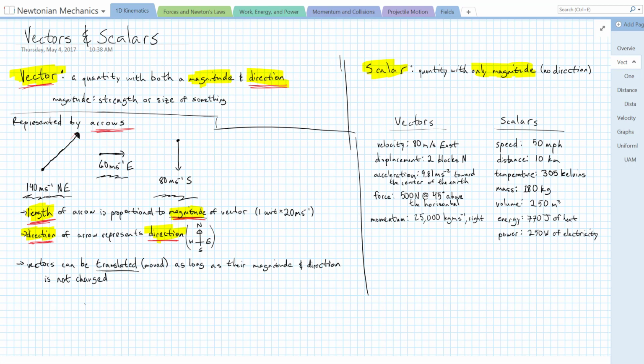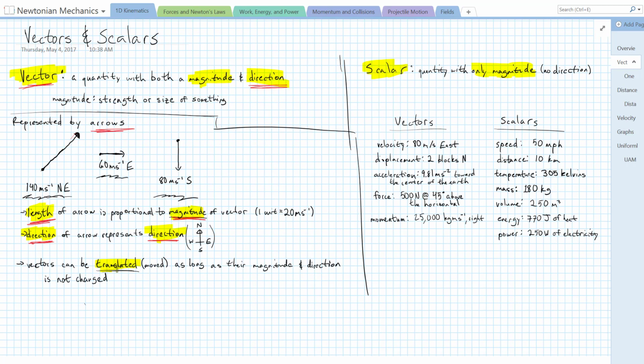One other important thing to note, the only thing that matters about a vector is the magnitude and direction. So you can translate or slide a vector anywhere, and that doesn't change the vector itself. It's still the same vector, it's just starting at a different point. That's going to be important when you're doing vector addition, vector subtraction, and vector operations.